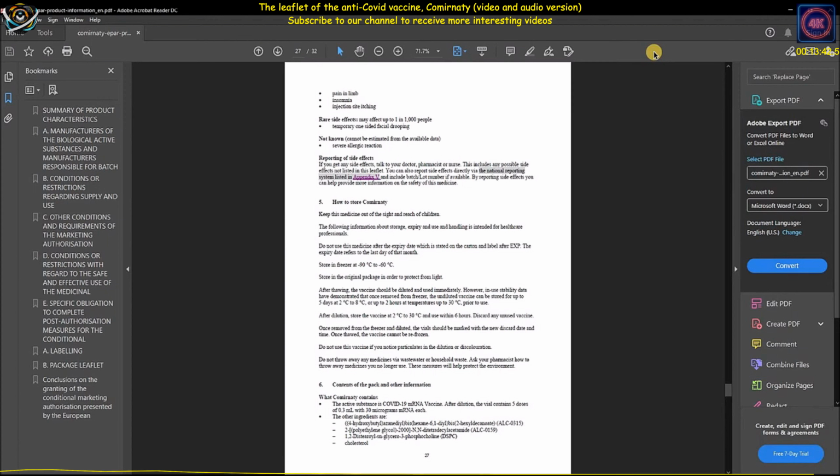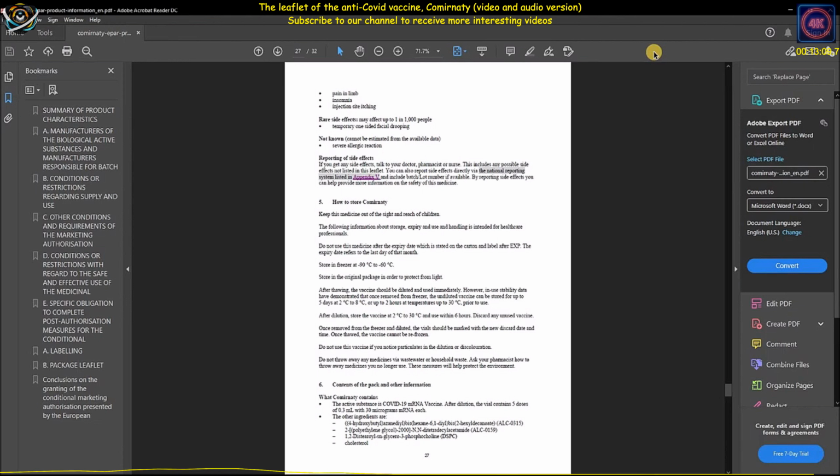5. How to store Comirnaty. Keep this medicine out of the sight and reach of children. The following information about storage, expiry, and use and handling is intended for healthcare professionals. Do not use this medicine after the expiry date which is stated on the carton and label after EXP. The expiry date refers to the last day of that month. Store in freezer at -90 degrees Celsius to -60 degrees Celsius. Store in the original package in order to protect from light.